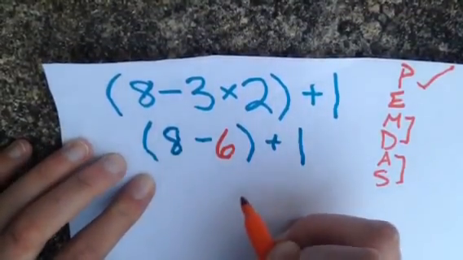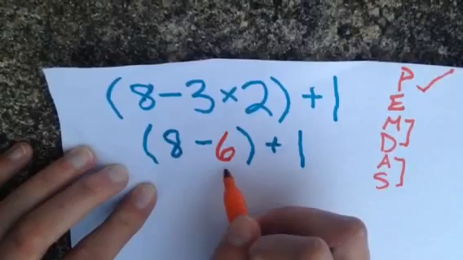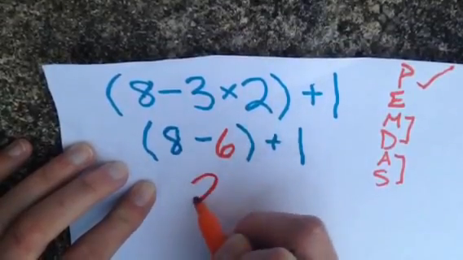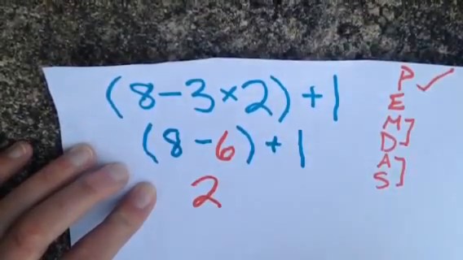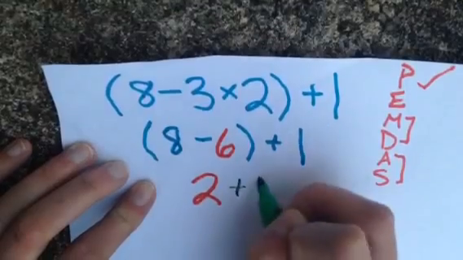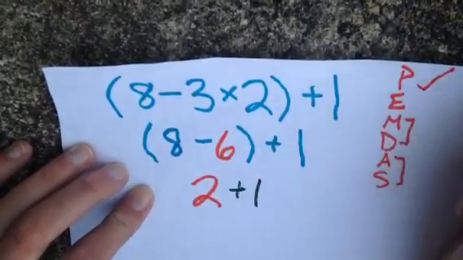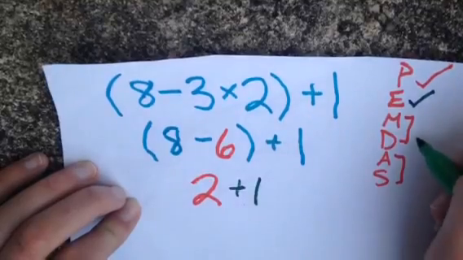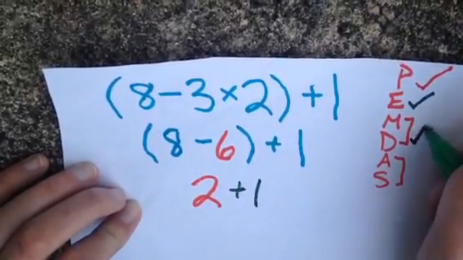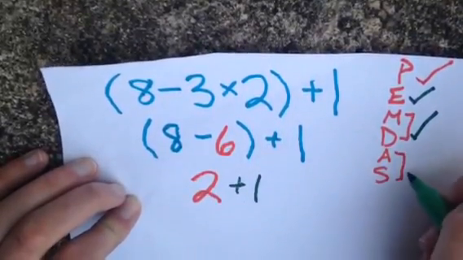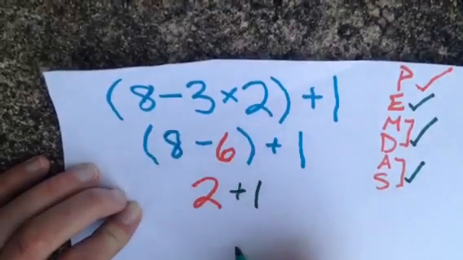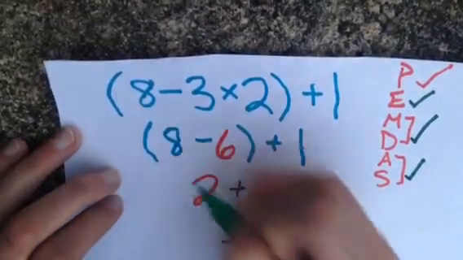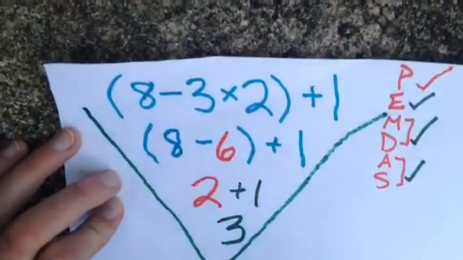We haven't finished in our parentheses, so you finish your parentheses next. 8 minus 6 is 2, and then rewrite the rest of the problem. Now, we look for exponents. There are no exponents. We look for multiplication and division. We don't have any here. Lastly, there's addition and subtraction. 2 plus 1 gives us 3. Notice that the work is in a V shape.